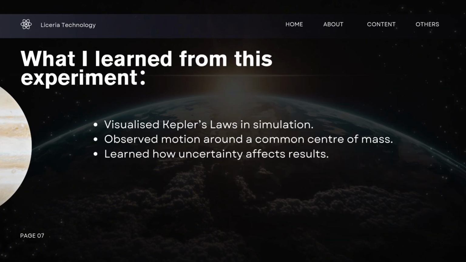This experiment helped me visualize how gravity and orbital motion are connected. I learned how a planet and moon move around a shared center of mass, and how orbital speed and period change with distance. I also saw how measurement error and simulation settings can affect results. Overall, this experiment deepened my understanding of celestial mechanics and gave me a more intuitive feel for Kepler's laws.